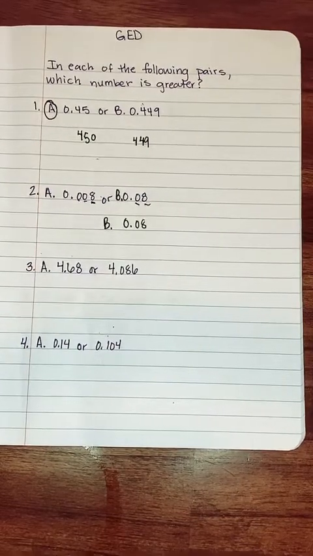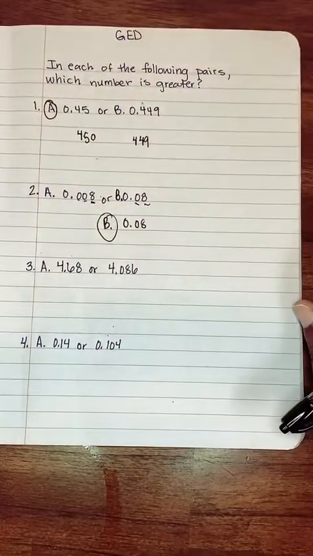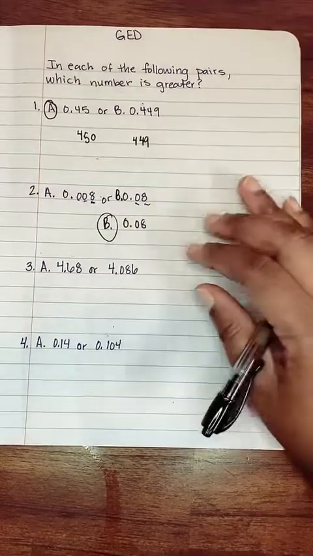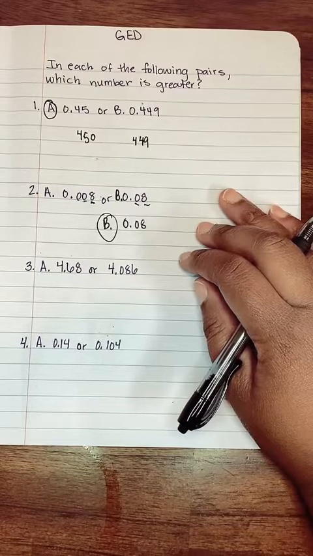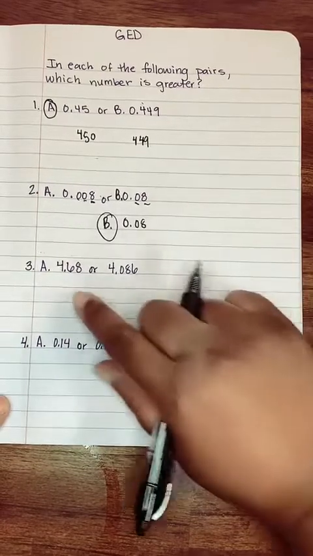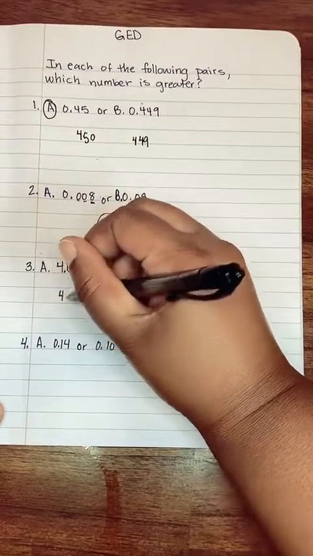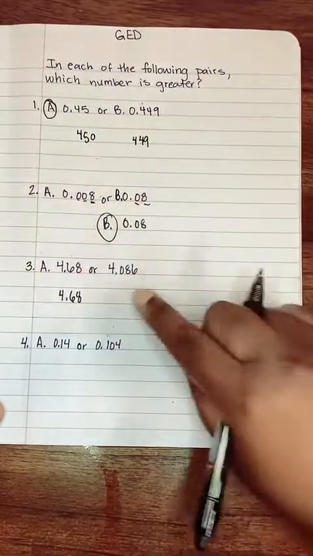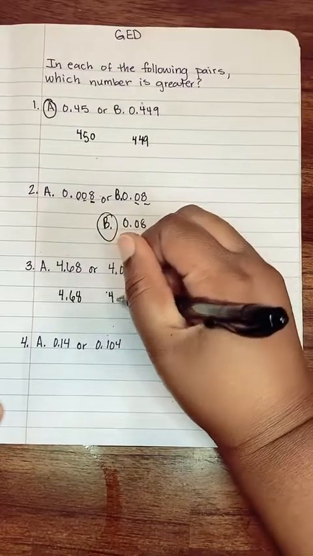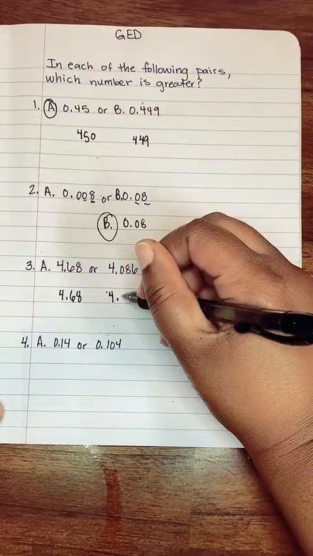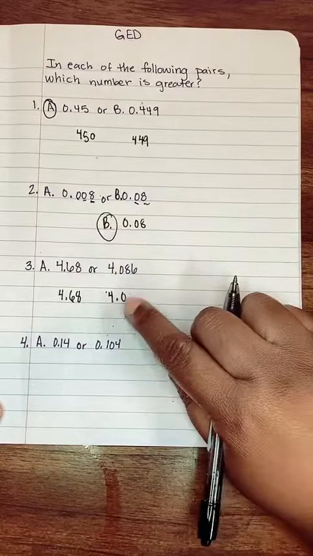Perfect. Okay, number 3 is A. Some people are saying number 3 is A. All right, so would you rather have $4.68 or would you rather have $4 and this is like 9 cents, okay? So would you rather have $4.68 or $4.09? A is greater. So whoever said A for number 3, you're right on it.